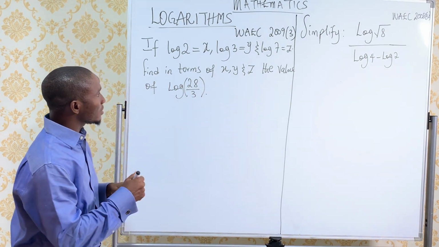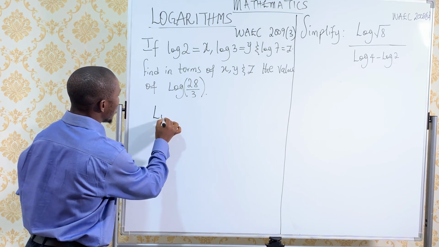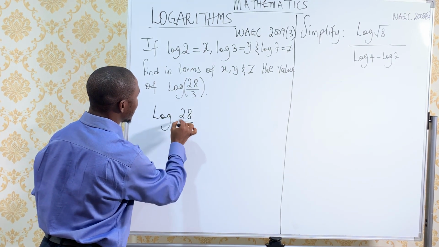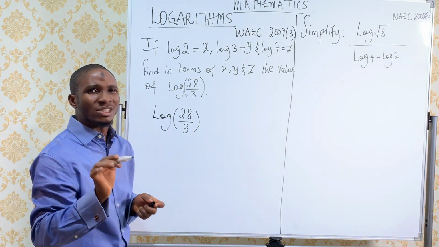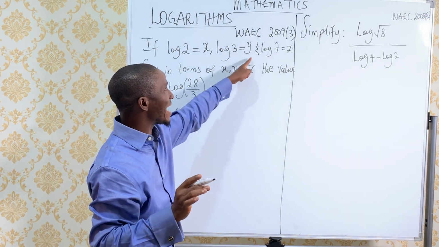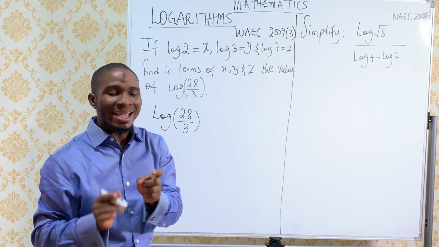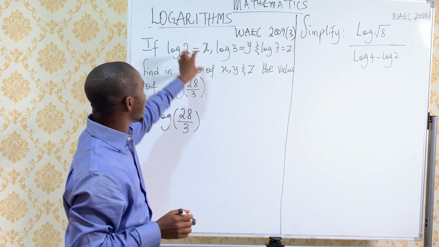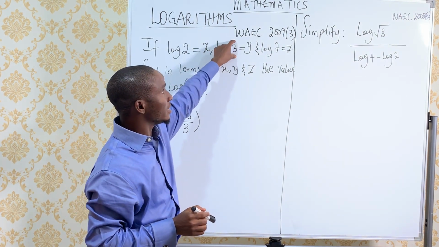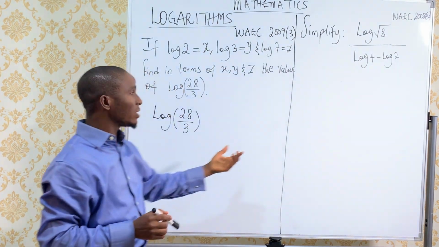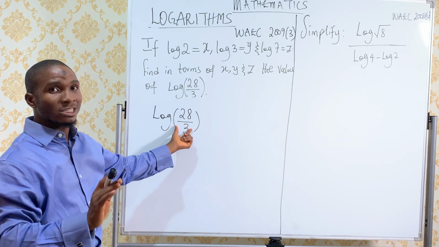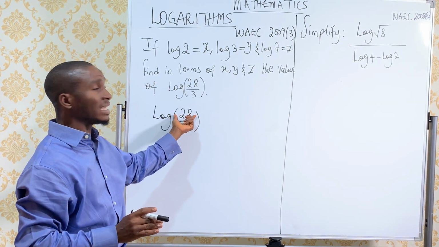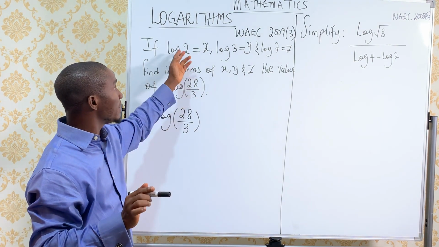Now, we need to understand something. We are asked to break down log 28 divided by 3 in a way that is going to involve x, y, and z. The meaning is that we should be able to break down 28 in a way that is going to contain 2, 3, and 7. When you look at this question, we have 3 already. That one is solved.